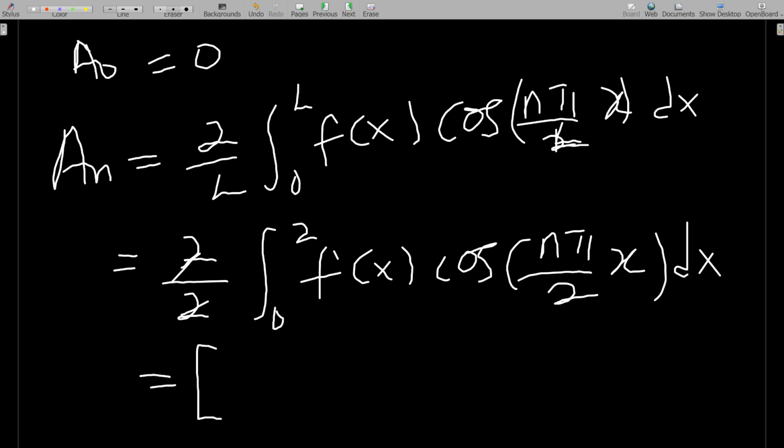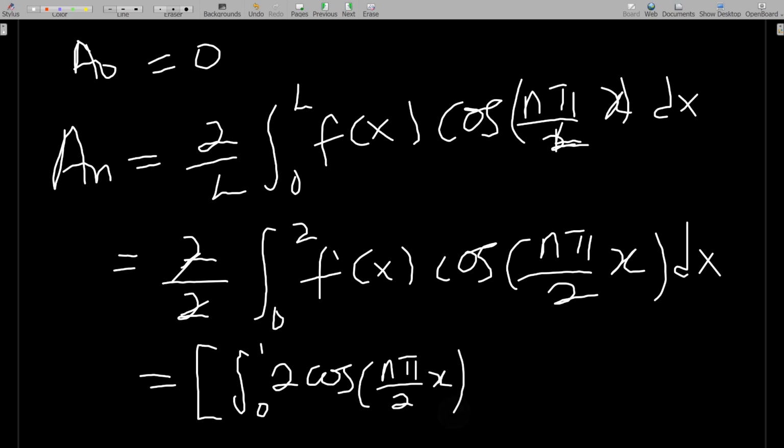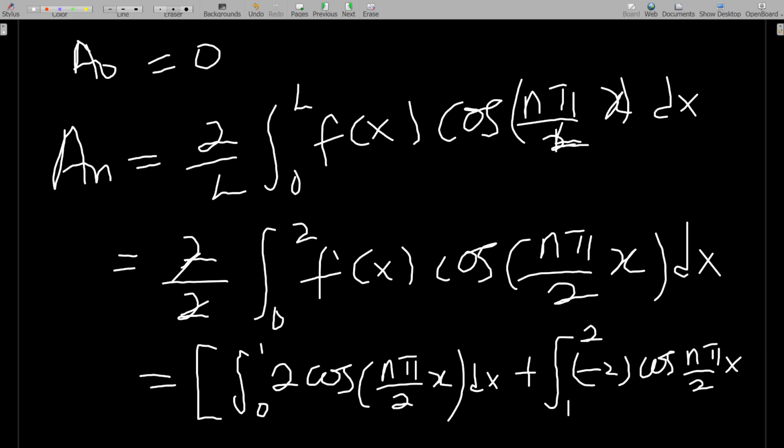And I said the integral will be, first of all, breaking it at the first limit. Okay, then the function f of x there is 2, and cos of n pi over 2 x dx, then plus integral 1 to 2, minus 2 is here, then cos of n pi over 2 x dx.